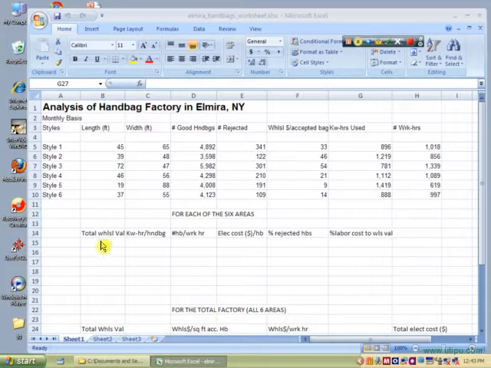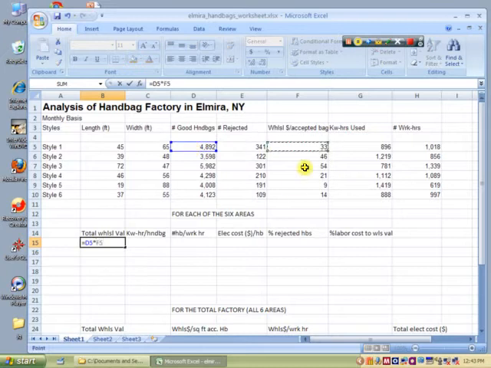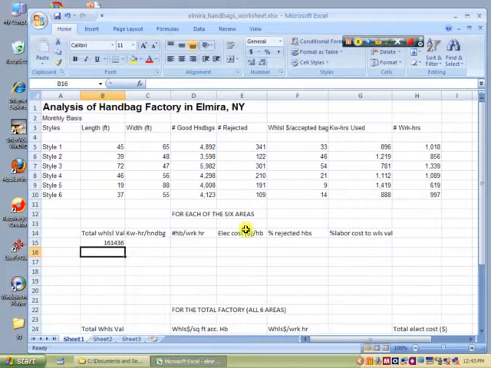So first thing we want is the total wholesale value for all of your good bags. So it's $33 for each good bag, and this is the number of good bags. So this would be equals this number times how much was the wholesale dollars you got for each good bag. And then we'll drag that down for all 6 bags. 2, 3, 4, 5, 6.